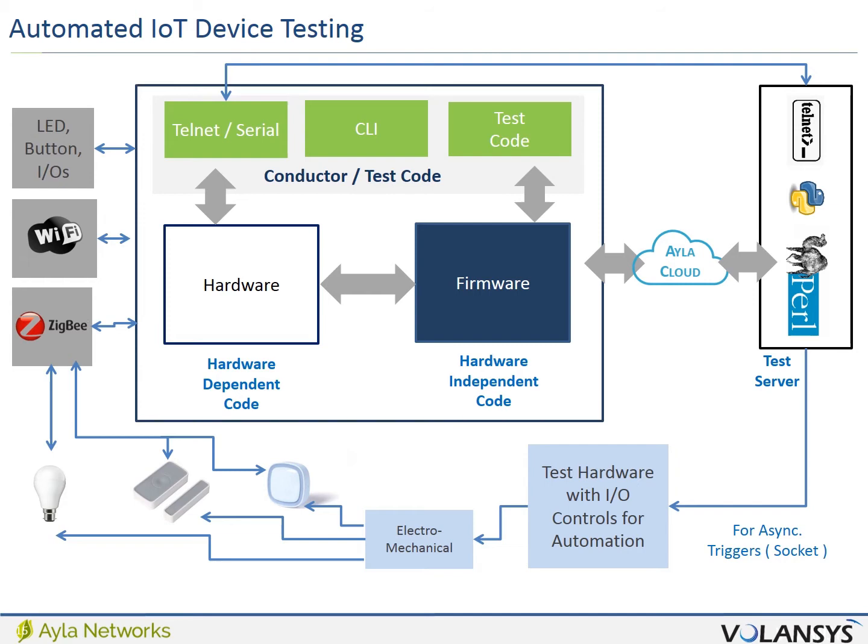So if you see the strategy here, on top of a regular code base, we introduced a conductor test code, and that particular code is injected into the build, which helps us run various tests. As you can see in the diagram, from the test server, a Python script logs into the CLI via telnet or serial and runs that particular test code.